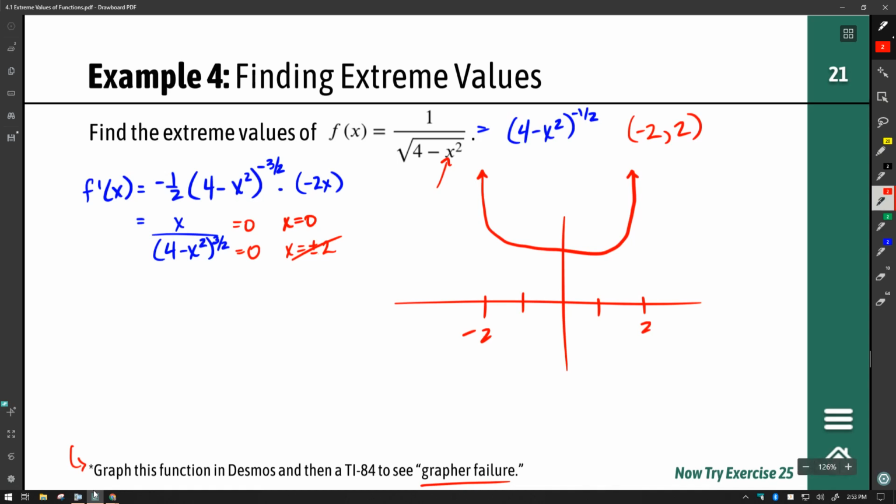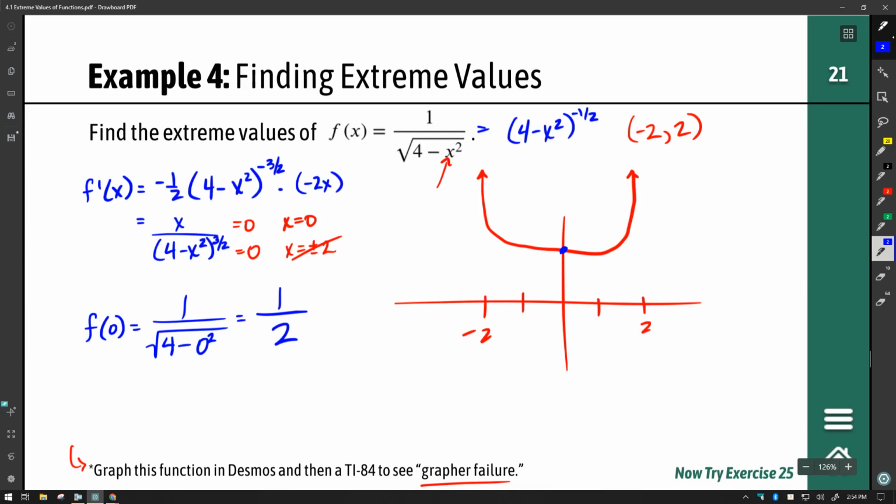So there's really only one point here that I see as a possible extreme value. I think there's a minimum right there. There is no left endpoint or right endpoint to check, which I guess is a good thing. So what is f of 0? Well, let's see. That's 1 over the square root of 4 minus 0 squared. So that's going to be 1 over the square root of 4, which is a half.